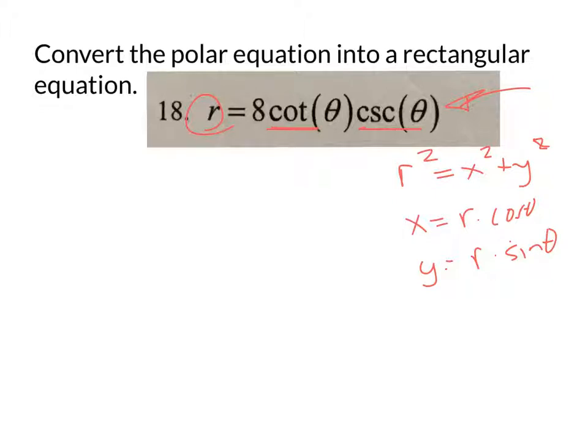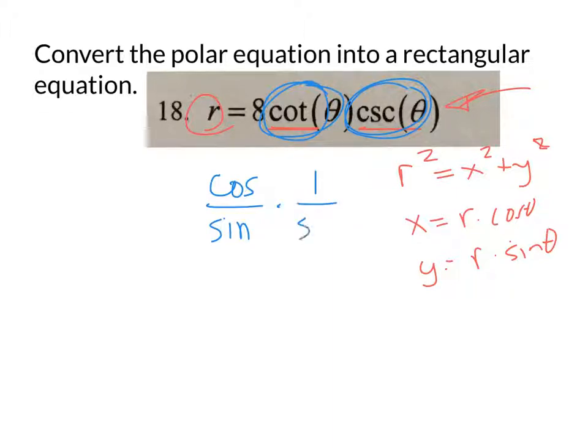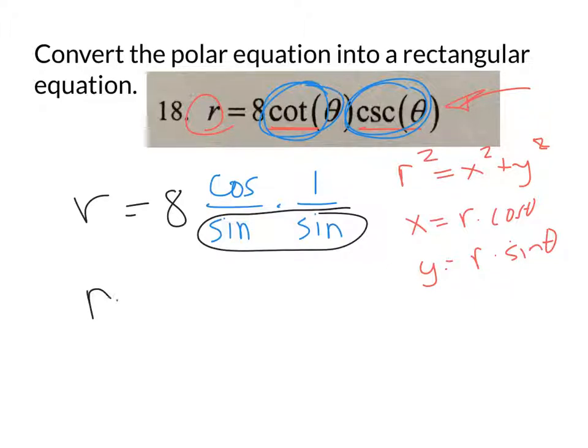So to start off with, the first thing we're going to do is rewrite the cotangent and the cosecant in terms of sine and cosine, because that is much easier to deal with than cotangents and cosecants. So the cotangent is the cosine over the sine, the cosecant is 1 over the sine, and everything else about the equation stays the same. So still an 8, still an equal sign, still an r. So now I have a fraction times a fraction. Sine times sine is sine squared. So 8 cosines over sine squareds.